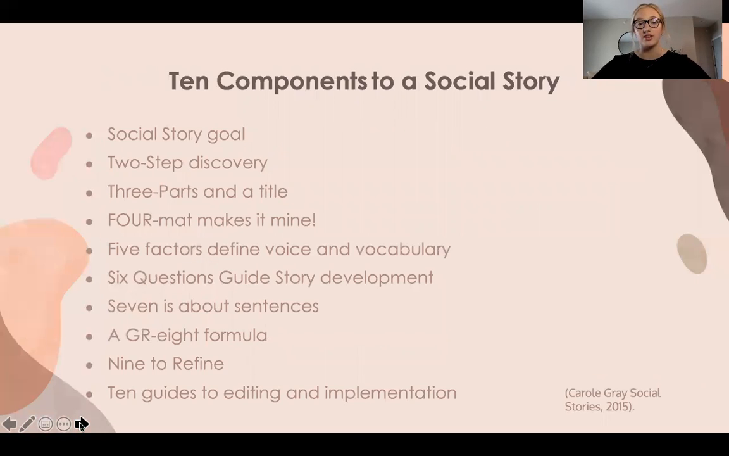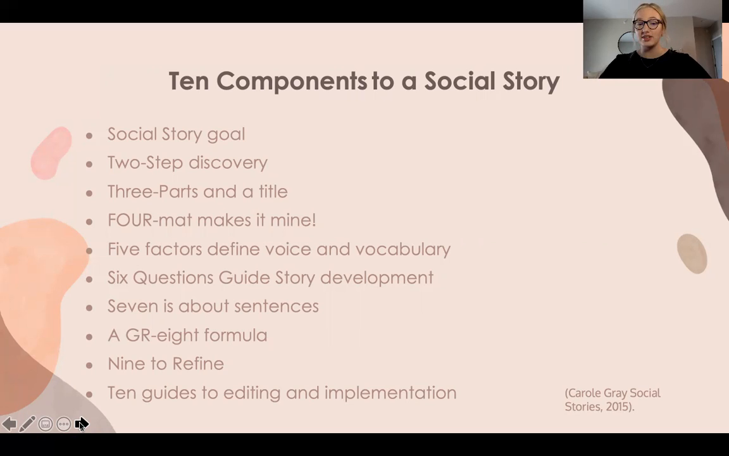So as I noted earlier, there's 10 components to a social story. Anybody can be an author to a social story. So I think it's important to know the 10 different components, whether you're choosing to follow the Carol Gray method or choosing to follow your own method. So the first aspect of a social story is the social story goal. Then there's 2-step discovery, which is defined as when the author gathers research that's relevant to the audience, which is most likely a child, and identifies the most crucial information for the story.